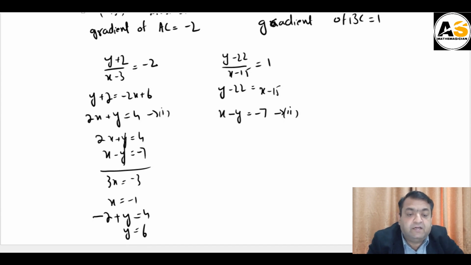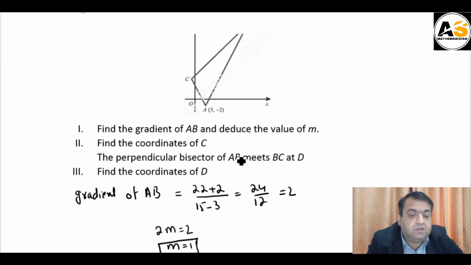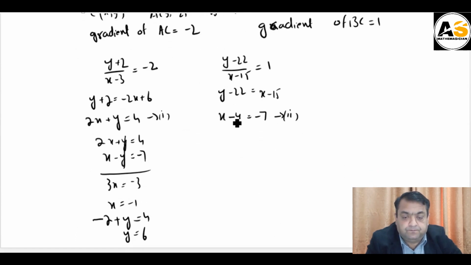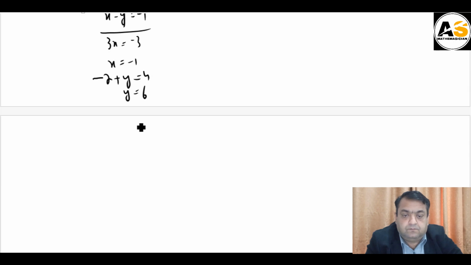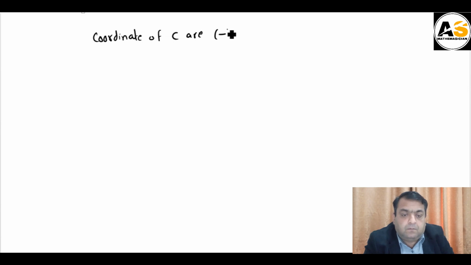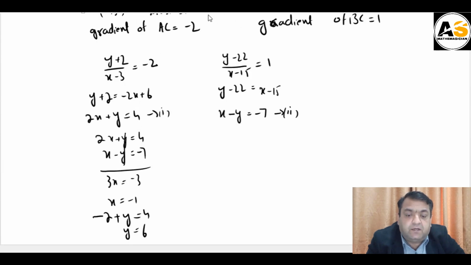So what are the coordinates of C? x is minus 1, y is 6. Coordinates of C are (-1, 6). So this was the second part of this question.